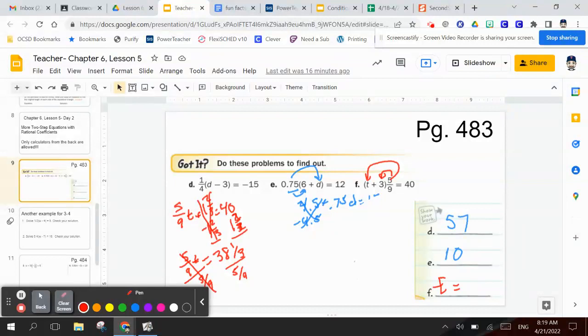38 1/3 as a mixed number is 115 over 3 times the opposite or the flip, which is 9/5. 3 goes into 3 once, 3 goes into 9 3 times, 5 goes into 5 once, 5 goes into 115 23 times. So 23 times 3, t equals 69.